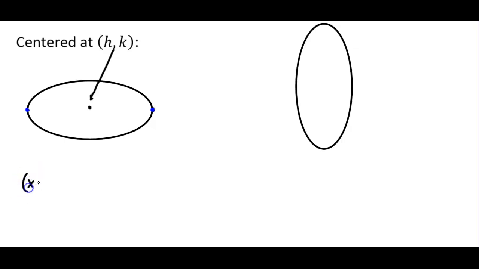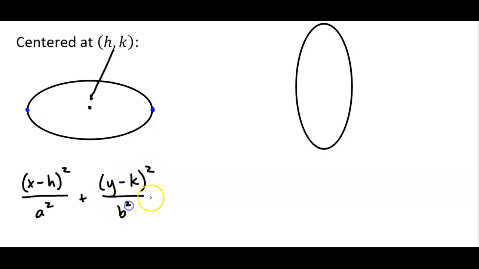So (x minus h) squared over a squared plus (y minus k) squared over b squared equals 1. That would be the standard form then for an ellipse that's elongated in the x-axis direction, a pancake shape, and is centered at (h, k).